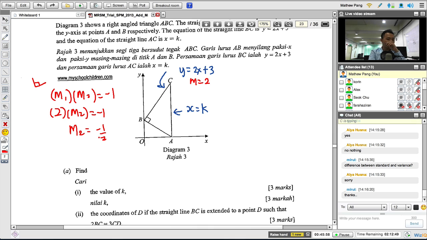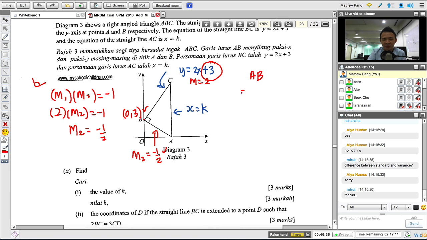M2 is the gradient of this straight line AB, so M2 equals -1 over 2. To find the equation, I need one coordinate, because now for B and C I do not have any coordinates and I can't form the equation. B is actually the y-intercept of the straight line. Do you see the C here? The y is 3, so B is (0, 3). Now I have one point and the gradient, so I can form the equation of AB.